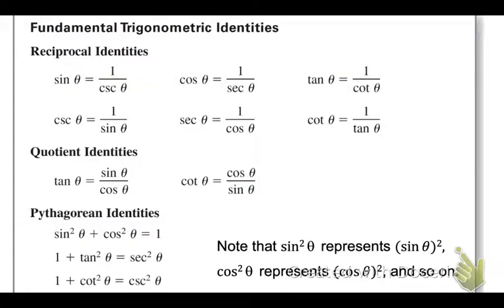Okay, we're on another day of 4-3. I don't know what day it is, but you should already have this written down, correct?